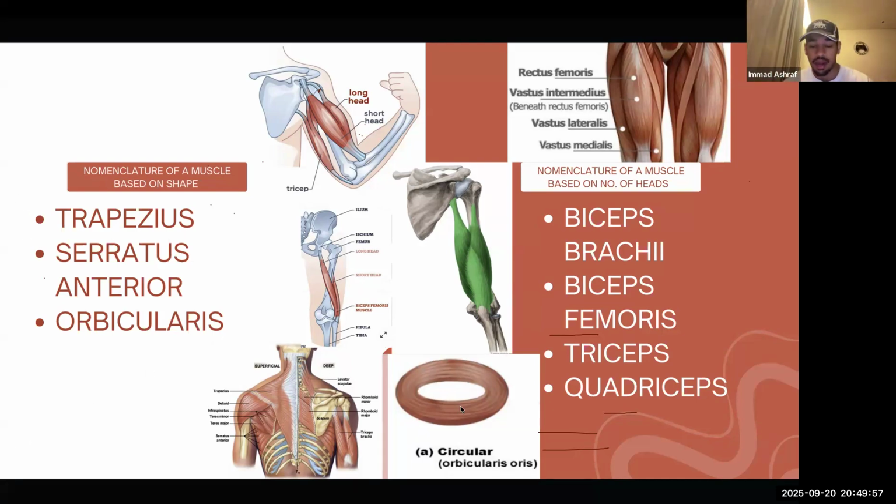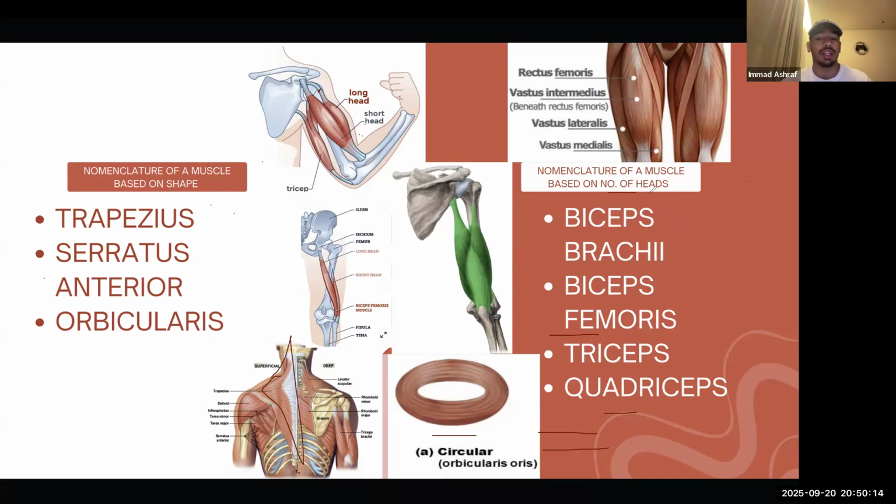And you need to remember how they're named because this will probably come up. So you can see this is circular. You can see over here, this big muscle is the trapezius because it's shaped like a trapezium. And then this is serratus because it's sharp and has edges. So it's called serratus, remember.